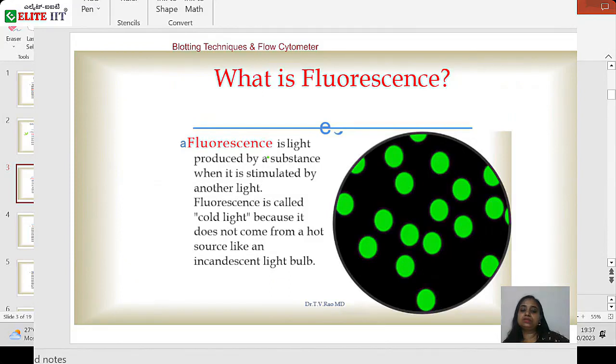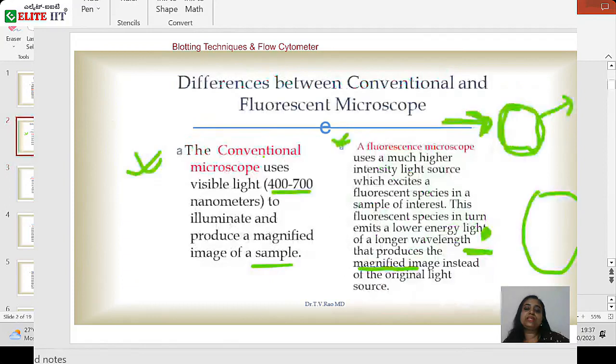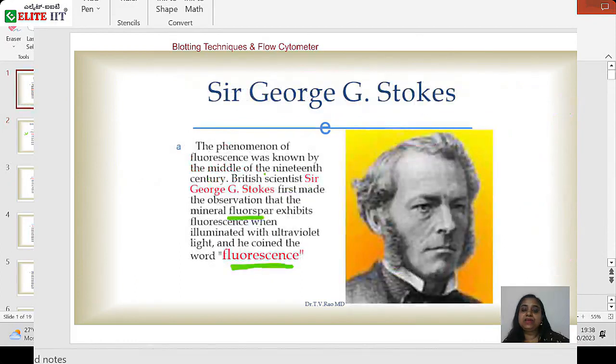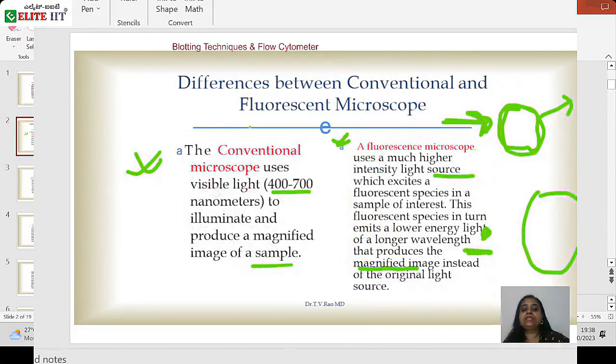Yes, ma'am. In this case, the source of light may be visible light or UV light, because initially the topic of fluorescence was understood from UV light. See here, this fluorspar is illuminated with ultraviolet light. That means the source of the light is ultraviolet in that case. So ultraviolet plus visible are both possible sources of light. But in the case of the conventional microscope, we are using only visible light.